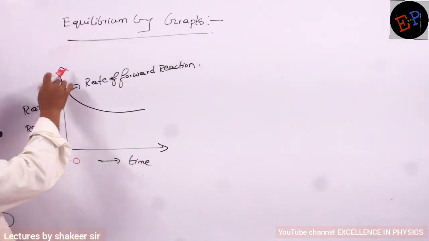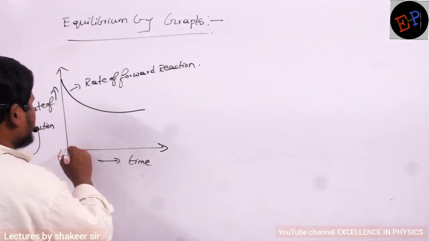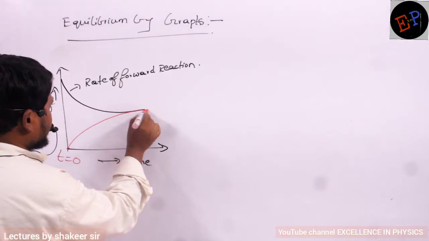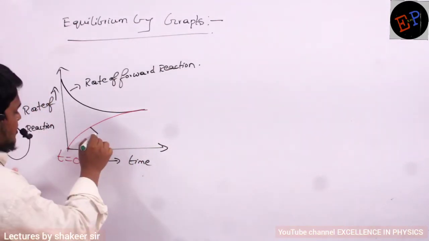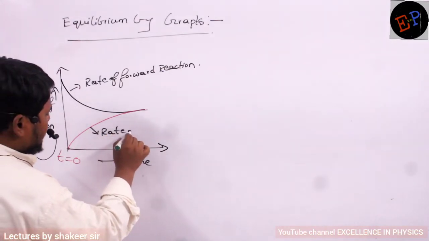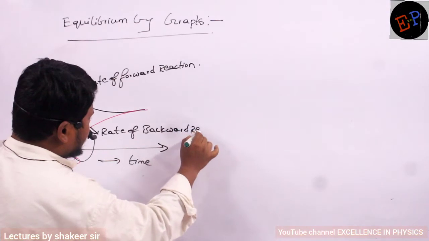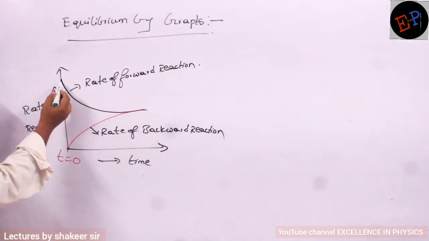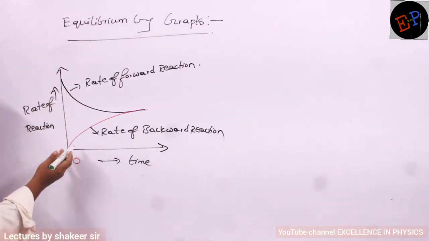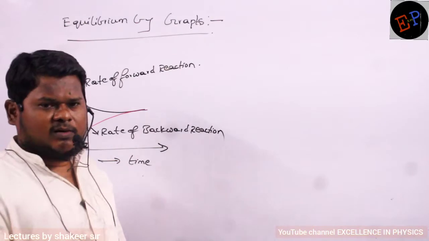If reactants are reducing, it means the products are increasing. So the second graph which I can draw is like this. And what is this graph? This is the rate of backward reaction. Initially, the rate of forward reaction is very large, and the rate of backward reaction is 0. Why is the rate of backward reaction 0? There are no products.